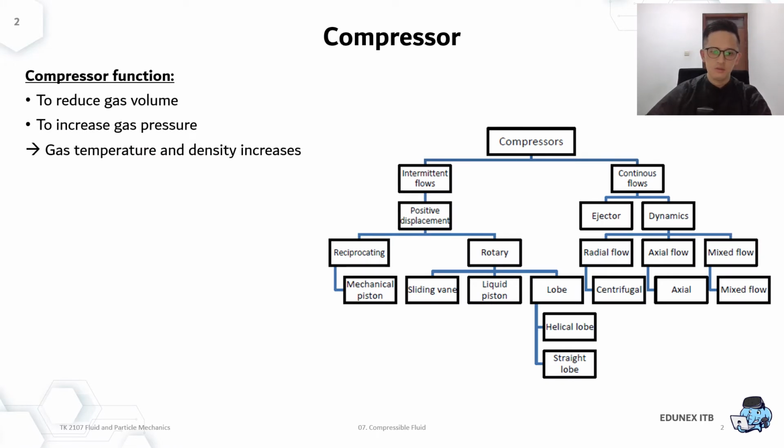So, the function of a compressor is to reduce the gas volume and to increase the gas pressure, as in the compression process. During the process, the temperature of the gas and the density is increased. This is what we know as the compressible effect. So that's the difference between compression in liquid and in gas. In liquid, the temperature and the density during the compression will not increase significantly, but that will not be observed in the compression of a gas.